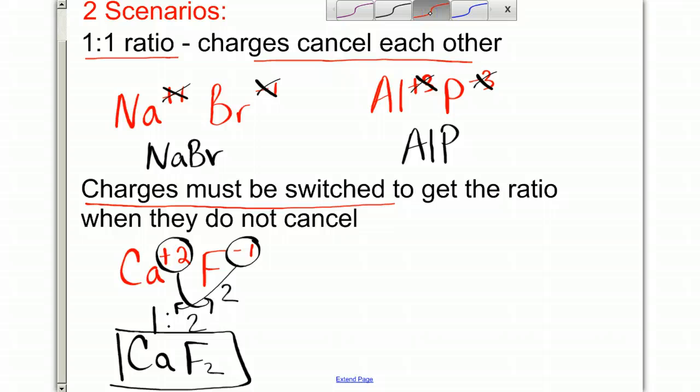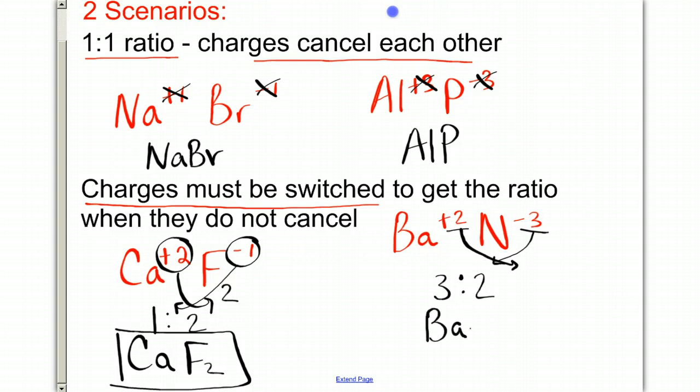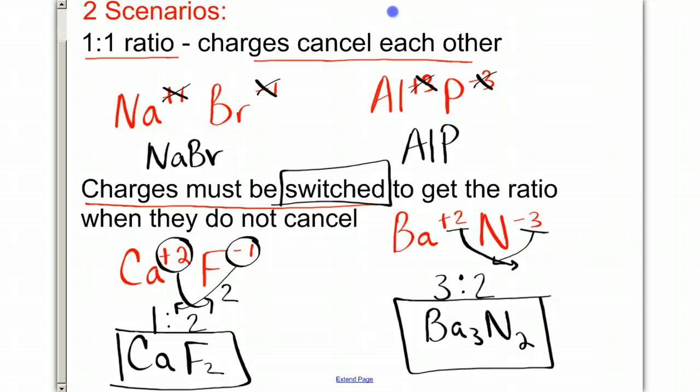Another example, let's try to use something different than calcium. How about barium +2 and nitrogen, which is -3. Notice again, our charges are going to tell us our ratios. I have a 3-to-2 ratio, so I need Ba3N2 for my ionic formula. And this is called the switching method, or the flip-flop method.